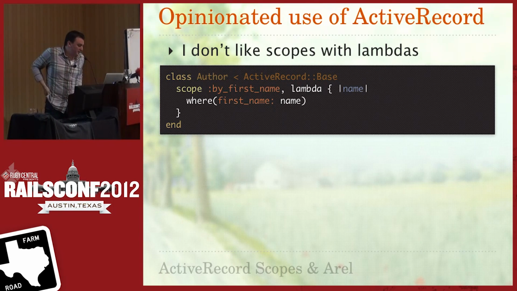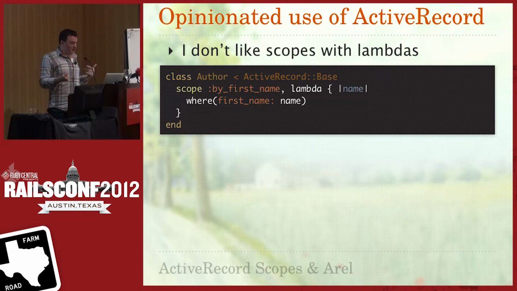So let's say you have scopes with lambdas. I don't like scopes with lambdas. I've shown you several examples of them because they're shorter. But there's a few reasons why you would make a scope with a lambda. In this case, we're using a lambda because we want to take in an argument. But you don't need to do that. I don't like this syntax.